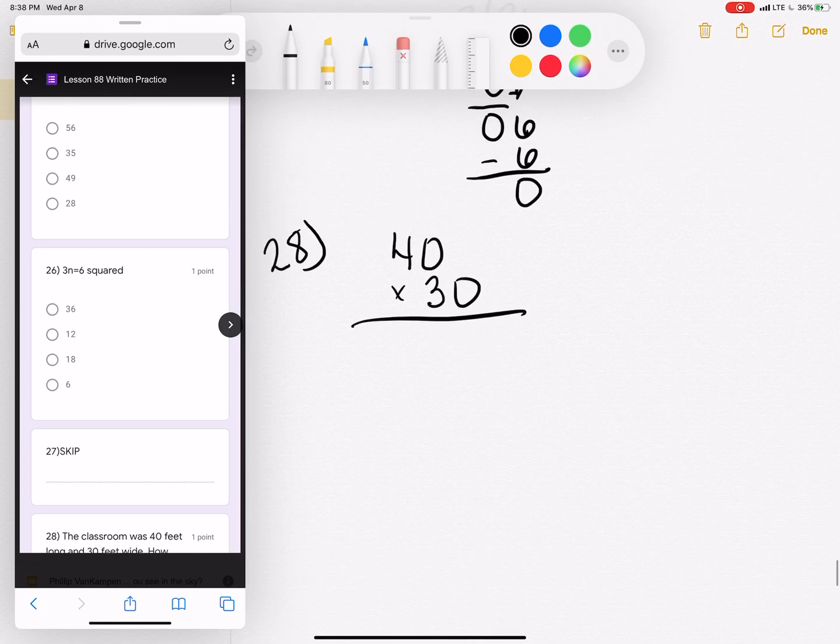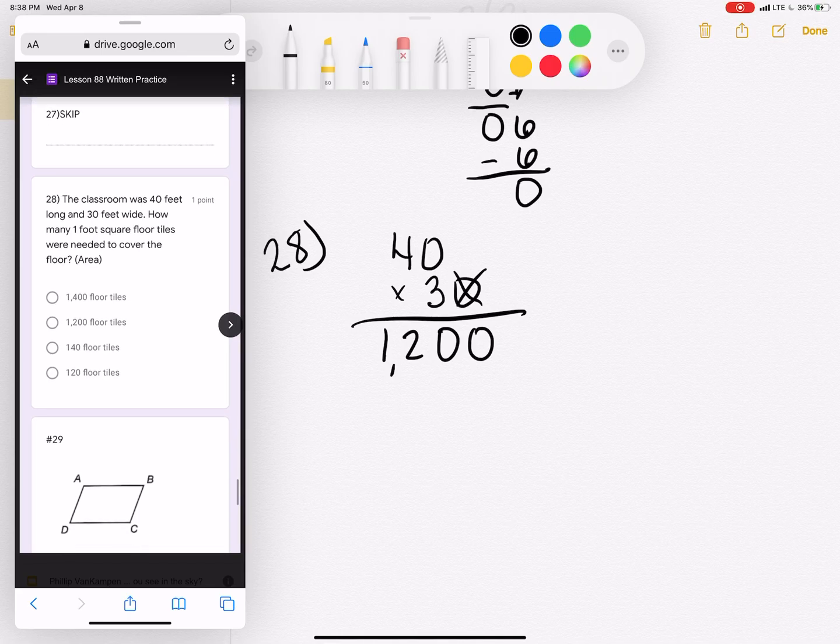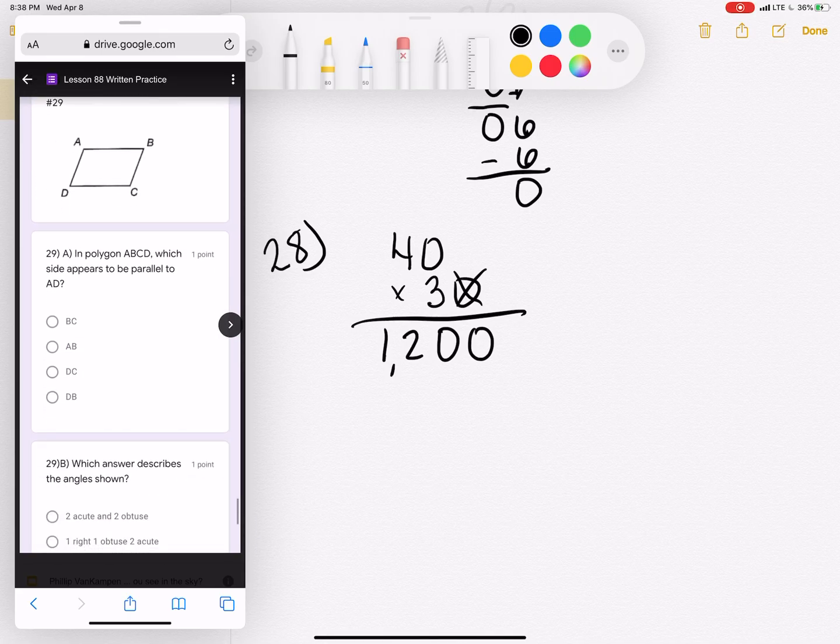27, we're skipping. 28, the classroom was 40 feet by 30 feet. How many 1-foot square tiles are needed to cover the floor? That is an area question. So I went ahead and let my 0 hang over, put it in my answer. 3 times 0 is 0. 4 times 3 is 12. They need 1,200 floor tiles.